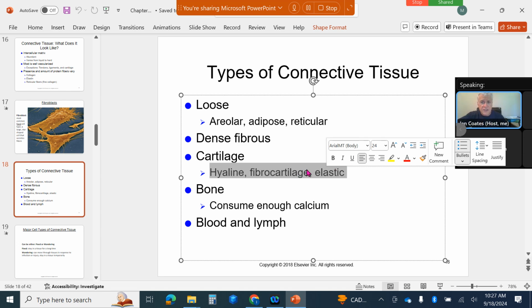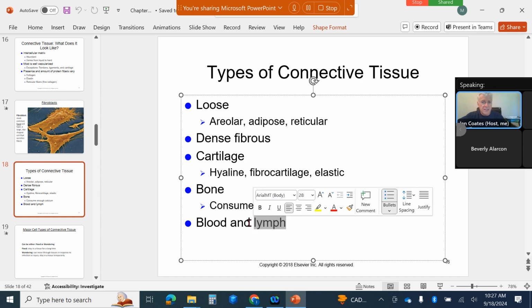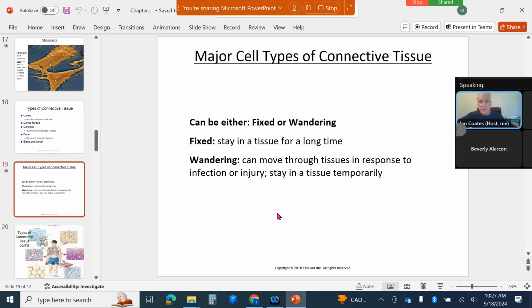That's fibrocartilage in there. You've got bone. You need some calcium, blood, and lymph as well. Oh yeah, when we get into the blood and lymph, that's a good week.